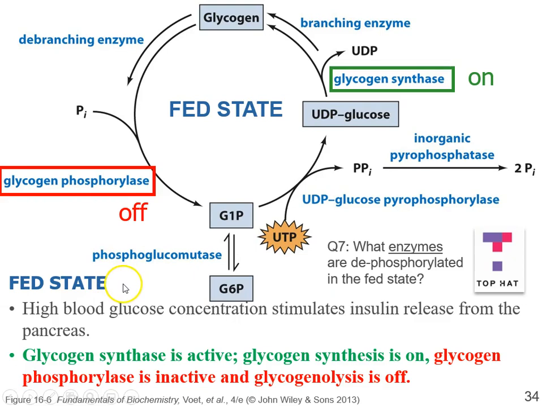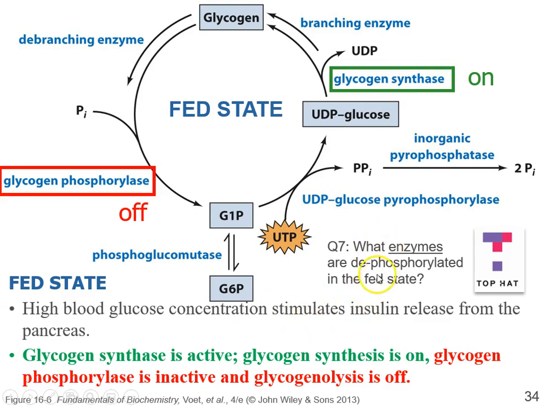Okay, we're in the fed state now. We want the glycogen phosphorylase to be off and the glycogen synthase to be on. So we have our hormone now, which is insulin. So the glycogen synthase is active. I've colored it in green here. Glycogen synthase is on, glycogen phosphorylase is inactive, and glycogenolysis is off.